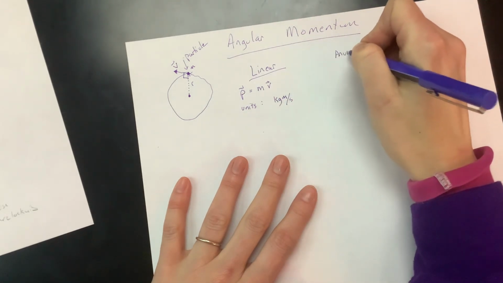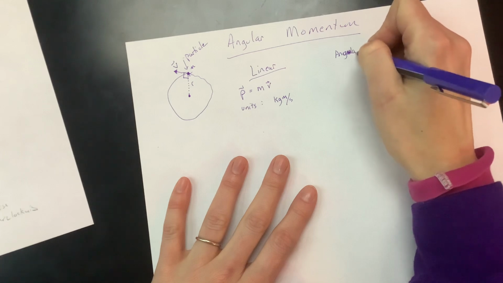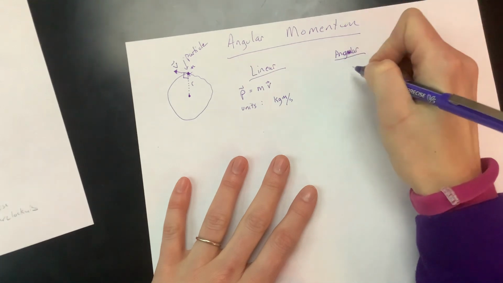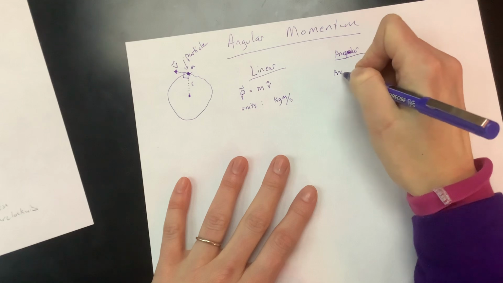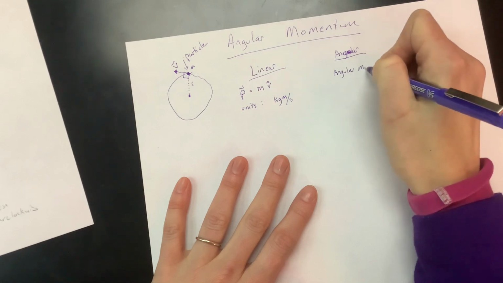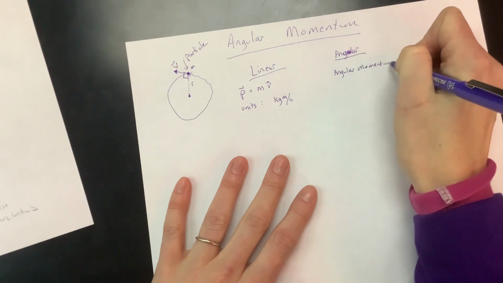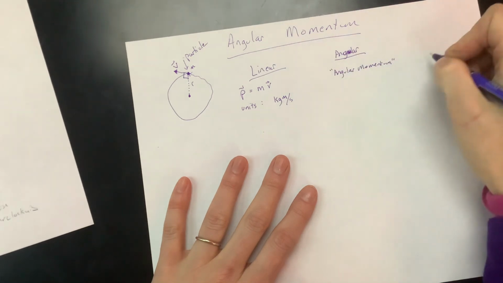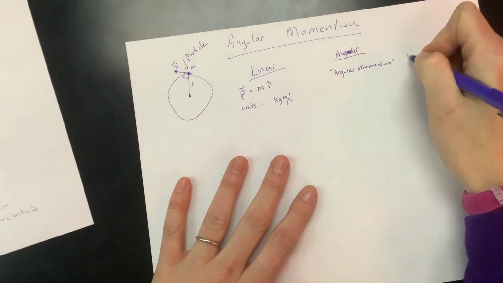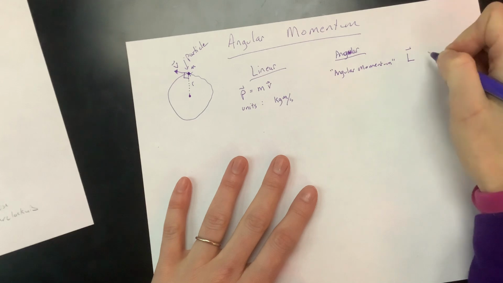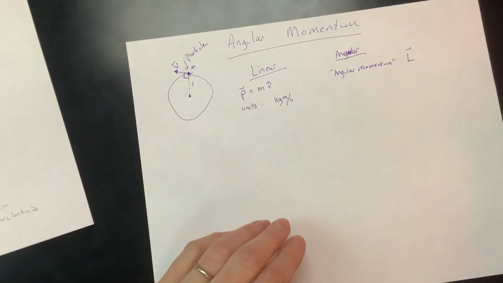But now we are dealing with angular momentum. And so our angular momentum, we actually call it angular momentum, because I haven't written that enough times yet, is the capital L, and it's also a vector, so it has that sign on it, okay?